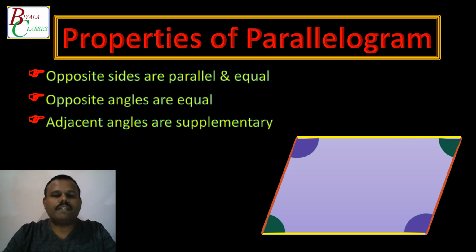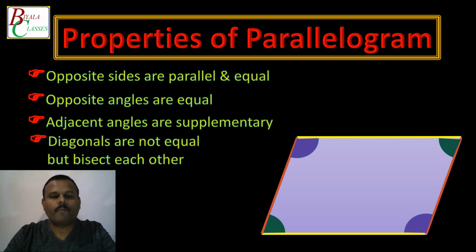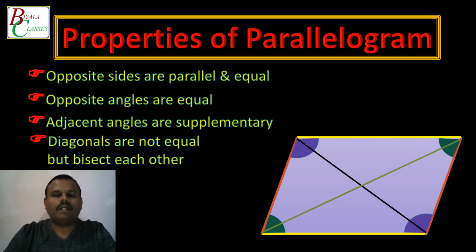Then we have that adjacent angles are supplementary. Now what are adjacent angles? Adjacent angles are those angles which are formed on the same side or which contain the same side of the parallelogram. So in a quadrilateral there are 4 pairs of adjacent angles, and in a parallelogram the adjacent angles are supplementary. Supplementary means the sum is 180 degree. Next, about the diagonals, though they are not equal to each other, they bisect each other. Bisect means they divide each other into 2 equal parts.